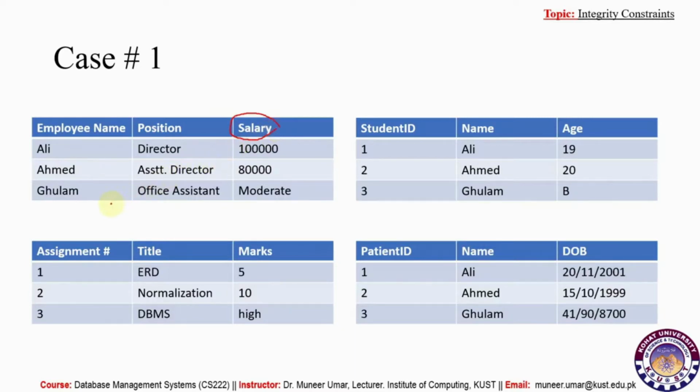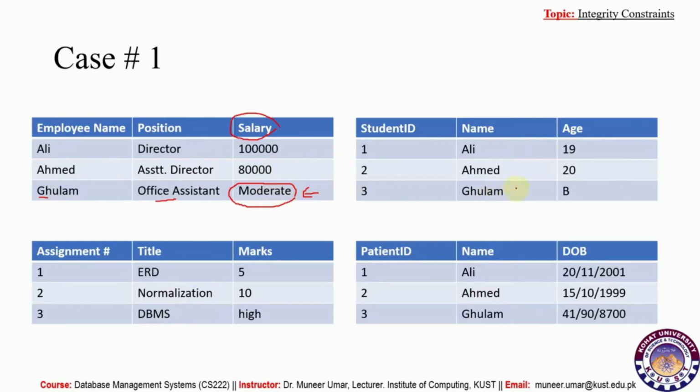If you look into the third tuple for Ghulam, office assistant, the salary is typed as moderate. This is a non-numeric value, and with this value we cannot determine the exact amount of salary. So this is an issue in the records of this table. We must say that it should be a numeric value.